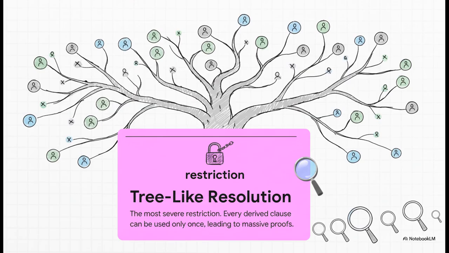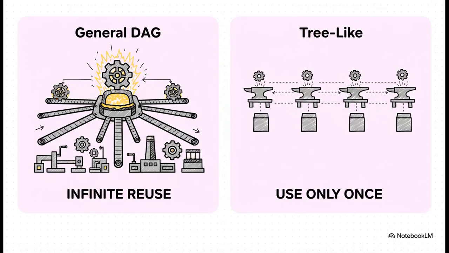And then, on the complete opposite end of the spectrum, you've got tree-like resolution. This is the most severe restriction you can possibly imagine. Every single thing you prove can be used exactly once. After that, it's gone. Poof. Think about how inefficient that is. It's like you have to reprove the existence of your great-grandparents every time a new cousin is born. You just have to do the same work over and over and over again, which causes these proofs to just explode in size.